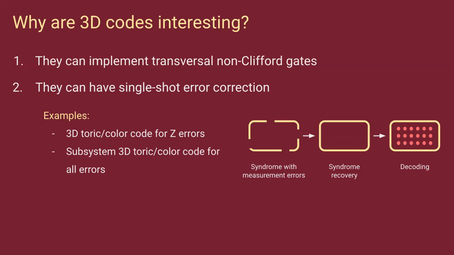Could you give some intuition how it can be done with a subsystem 3D toric or color code? So my intuition is that by using gauge fixing, you can make Z errors, or make one type of error, the main one that you're going to do error correction on. I don't know a lot, I haven't studied them so much, but I think that's my intuition. Okay, I see.